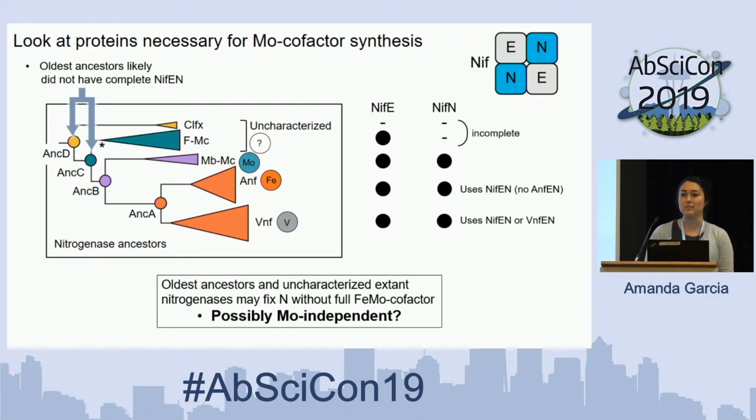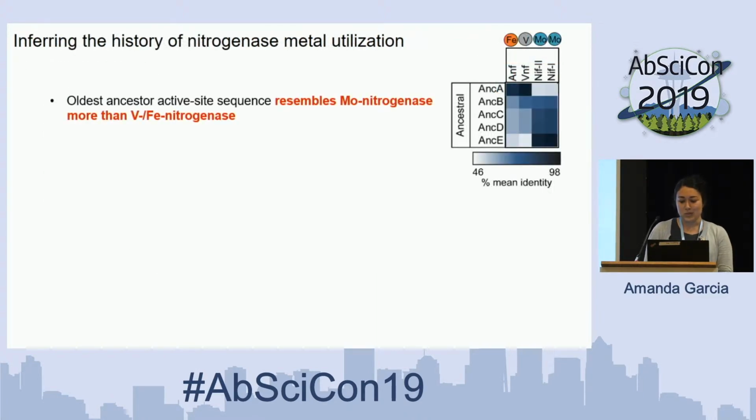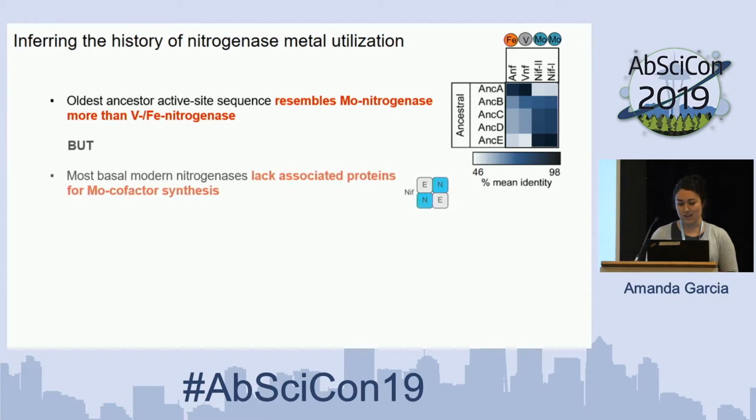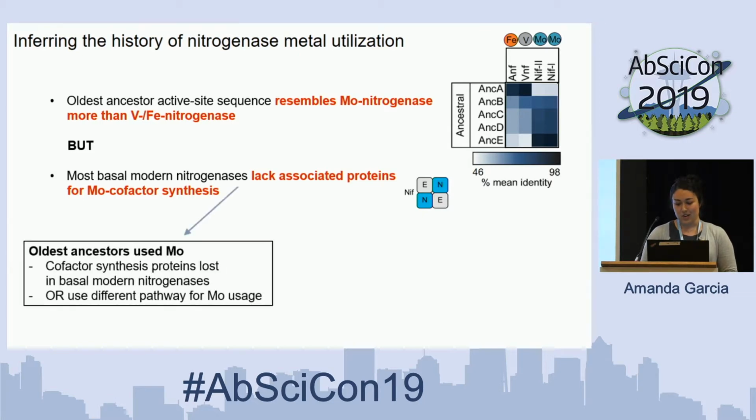Perhaps parsimoniously, we might also infer that the oldest ancestors may similarly not have NIF-E and NIF-N, and so may also be molybdenum independent. Okay, so as a quick recap, it seems like our oldest ancestor active site sequence compositions resemble the molybdenum ones more than the vanadium and iron ones, but we have this seemingly contradictory observation that the basal uncharacterized nitrogenases lack the associated proteins for molybdenum dependence. So to solve this discrepancy, there's maybe two main options that we can go with. Perhaps these oldest ancestors did in fact use molybdenum, and these uncharacterized clades may have secondarily lost these cofactor proteins, or maybe they use a different pathway for molybdenum usage that we currently don't know anything about.